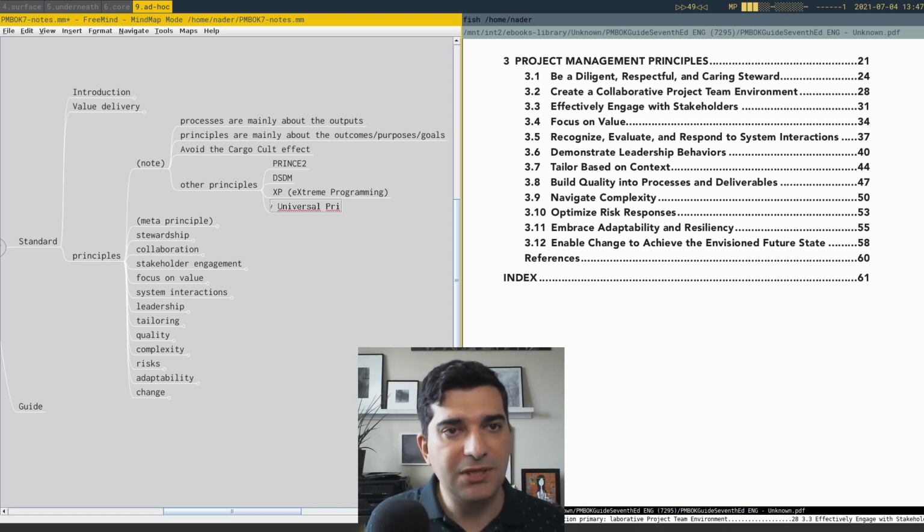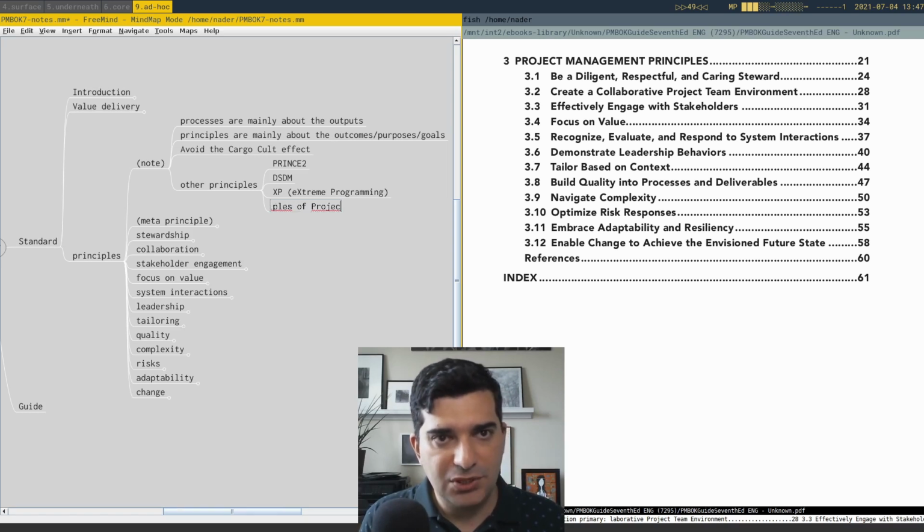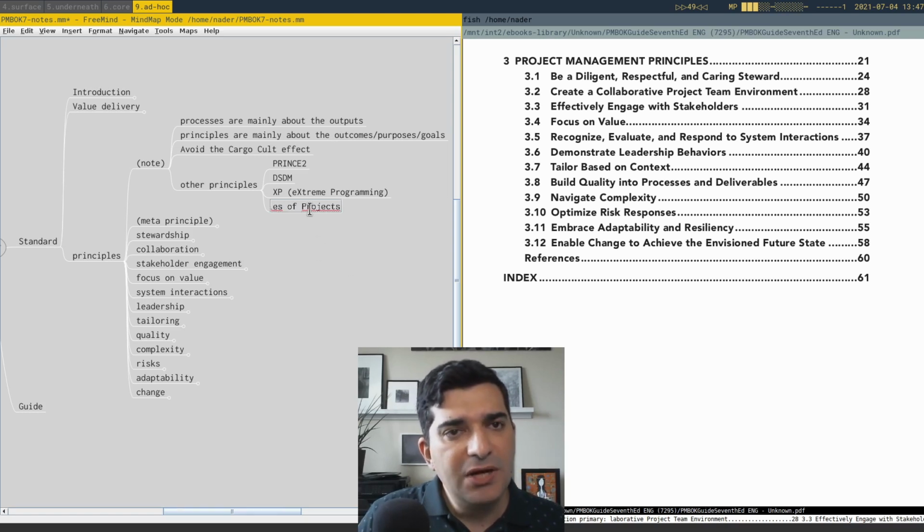What's the problem with that? Universal principles of projects. Why does it underline everything here? Which language is it using? English. Wow.